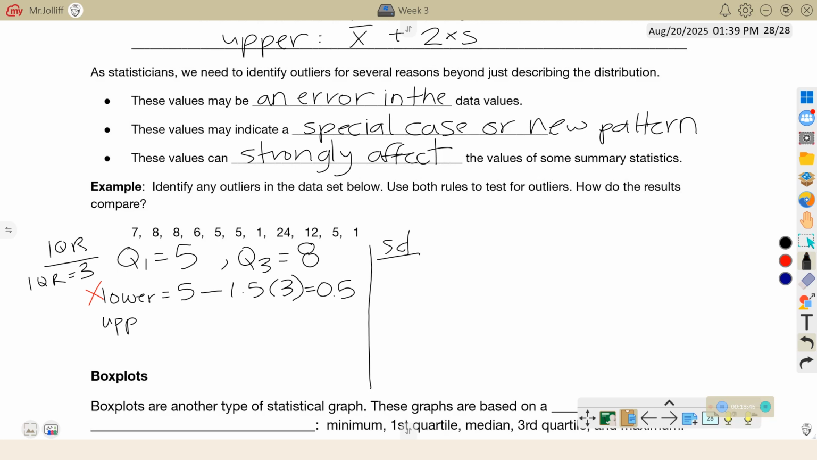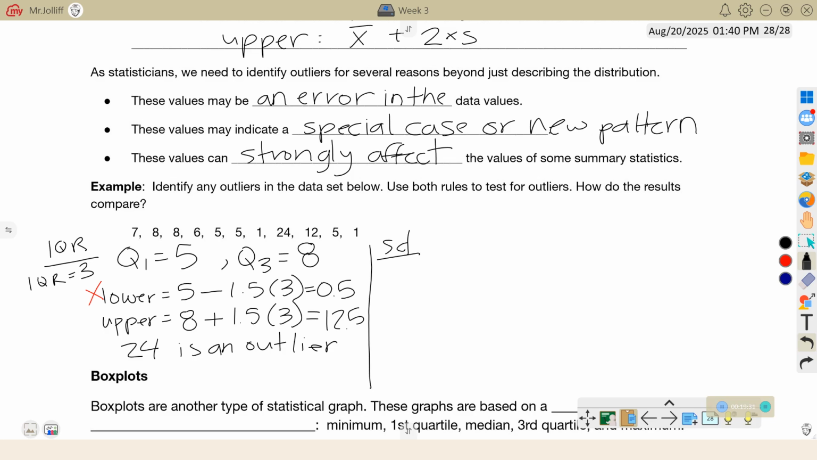For the upper, it is Q3 plus 1.5 times the IQR. So 8 plus 1.5 times 3. And I see people staring at me blankly. Ricardo, did you get a value? What'd you get? For this one? What did we get? 12.5? Yeah. Good. Is there any data in our list bigger than 12.5? Yes. What is it? 24. Very good. 24 is an outlier.